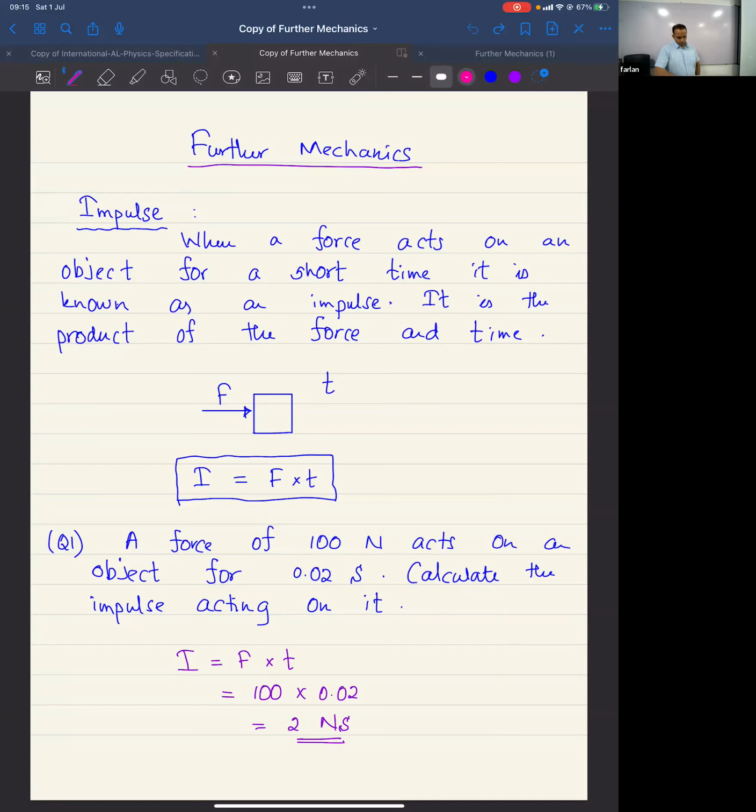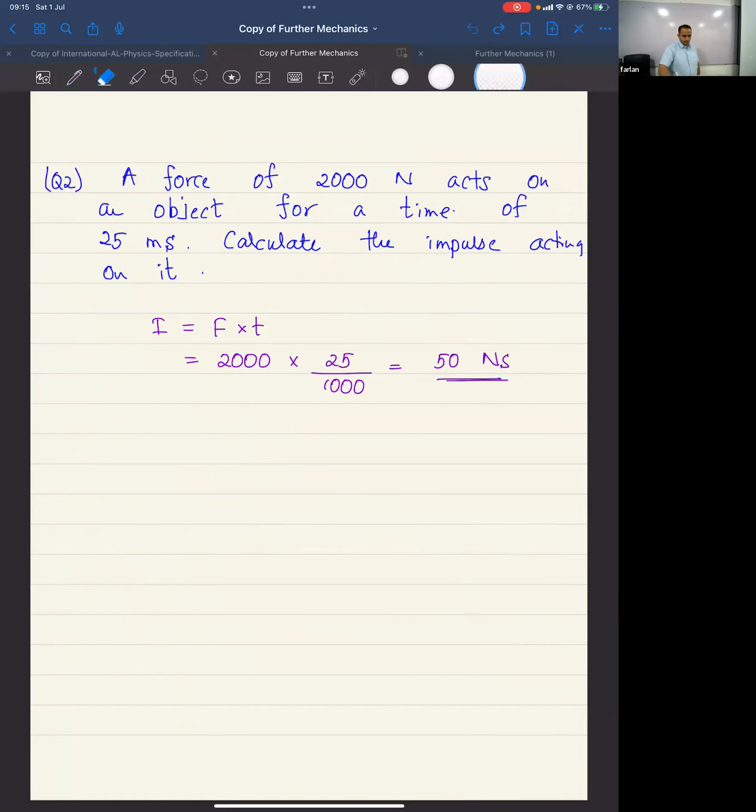Right, write on the next one. A force of 2000 newtons acts on an object for a time of 25 milliseconds. Calculate the impulse acting on it.